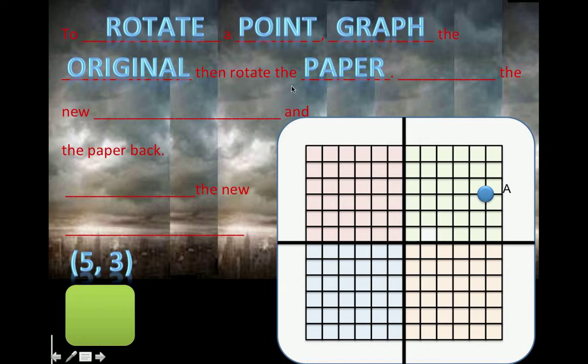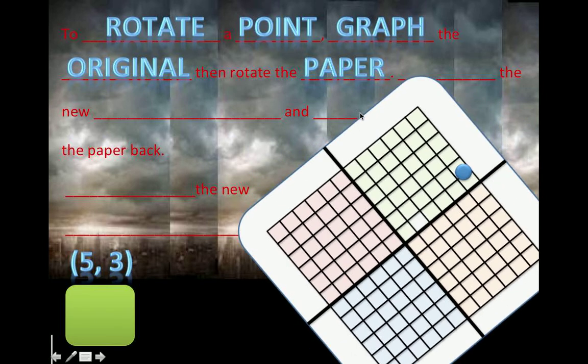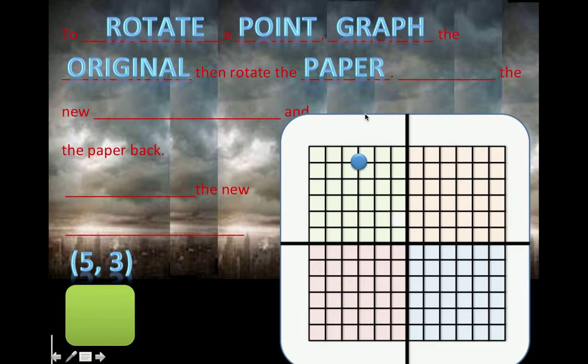We're going to then rotate our whole paper. In this case, we're just going to do 90 degrees, so we're going to rotate it a quarter spin. So it spins like this. We want to write down the new coordinates. So this point is no longer at 5, 3 because we're looking at our paper in a different way. So from the origin, we're going backwards 1, 2, 3, and we're going up 1, 2, 3, 4, 5. So our new coordinates for this point are actually -3, +5.